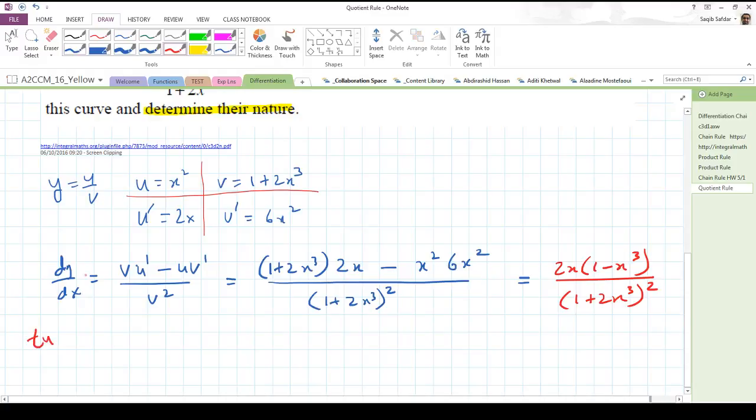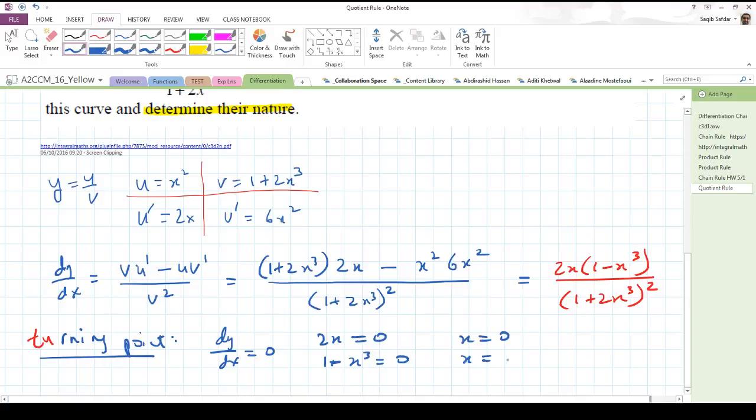Now the turning points, let me pick up blue again. My turning point is when dy over dx equals 0. As Ella showed us earlier on, the denominator we don't get involved with. You don't try to solve the denominator because if you do, dividing by 0 will just give you an error and point to some sort of asymptote. So we look at the numerator, and set 2x equals 0, and also set 1 minus x cubed equal to 0. This gives us x equals 0, and x equals 1.